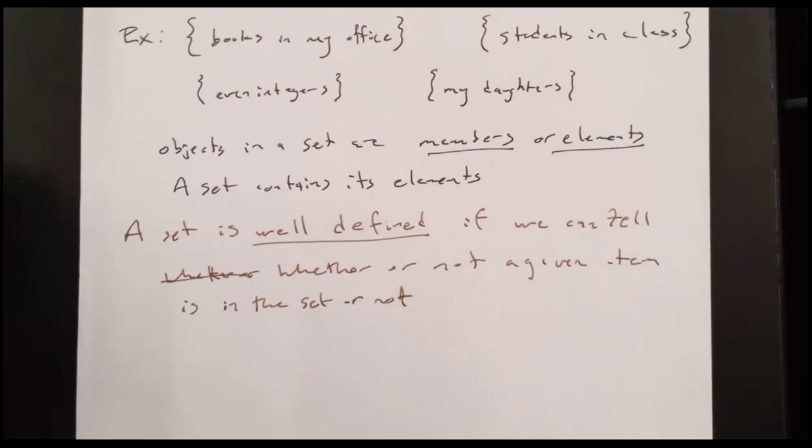A set is well defined if I can tell whether a thing is in the set or it isn't. So I can look at a book. I say, yes, I have a copy of that book in my office, or no, I do not have a copy of that book in my office. It would be better if I had a list of books in my office I could check it against, but I know the books in my office pretty well. I have a list of the students that are in the class. I can look at a person and say, yes, you are a student in the spring semester of 2026 discrete math class. I can look at a student and say, no, you are not a student in this class immediately.